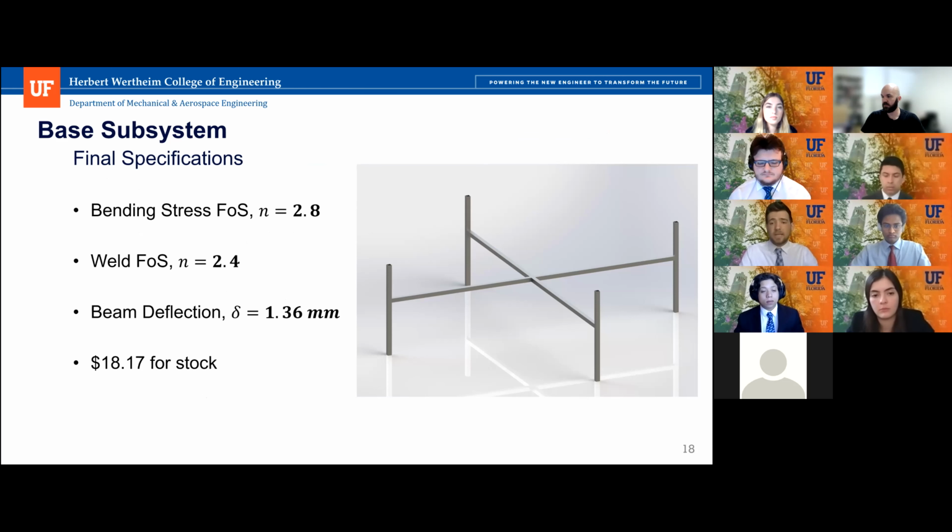And so our final specs, after determining everything, are a bending stress factor of safety of 2.8, a weld factor of safety of 2.4, and our beam deflection at the top of our pole in the highest winds, 90 miles per hour, is only 1.36 millimeters. And the cost is $18.17 for the stock material.